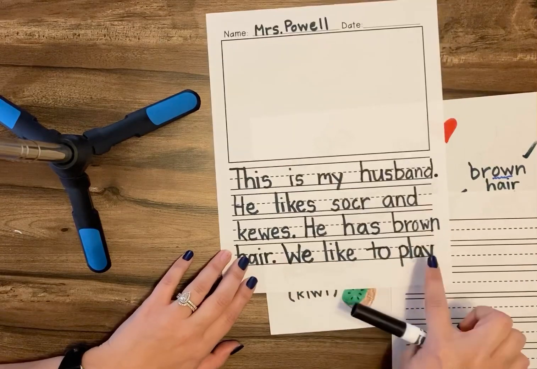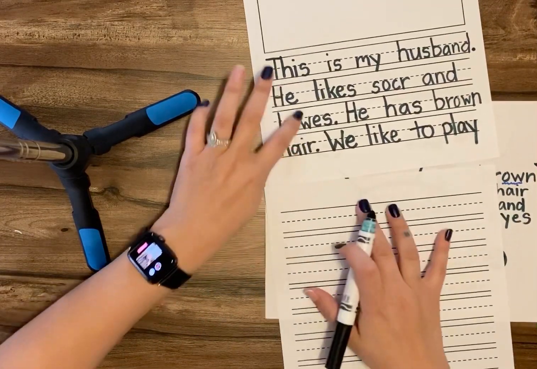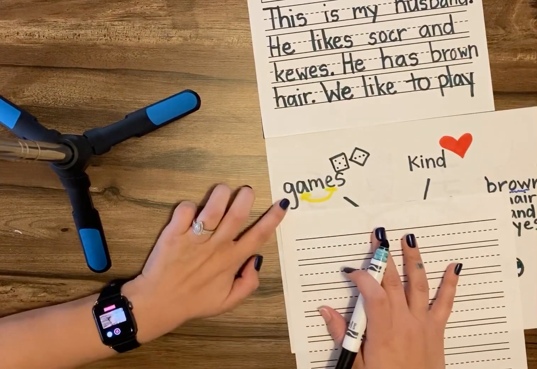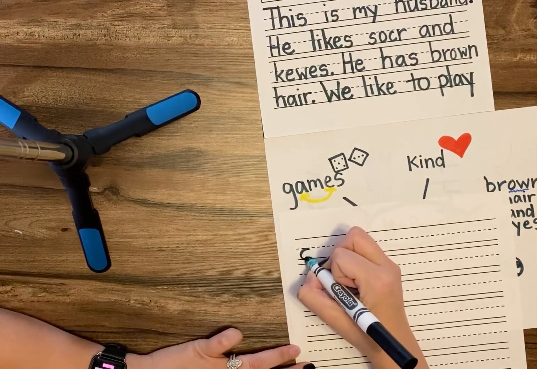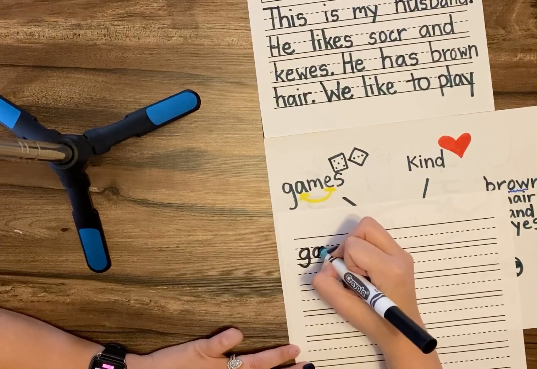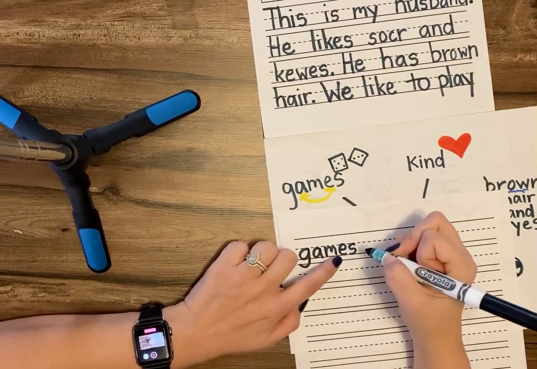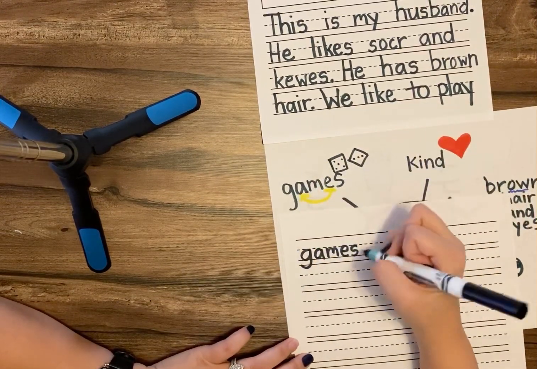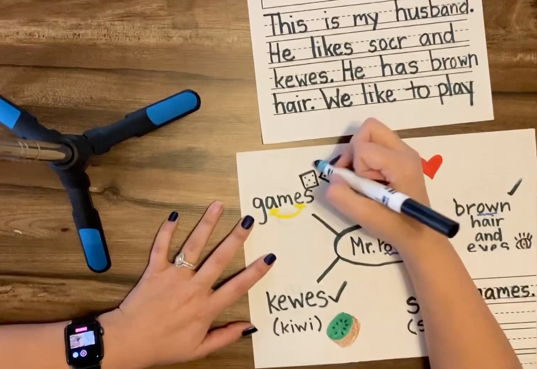We like to play games. Games. Oh, wait. Games is already on here. Look, I made it easier for myself by writing it on my chart. Oh, and G's a digger. I can't forget that it digs down deep below the line. G-A, games. And the E makes the A say its name. We like to play games. Okay? Period. Woo, this is a lot of writing.